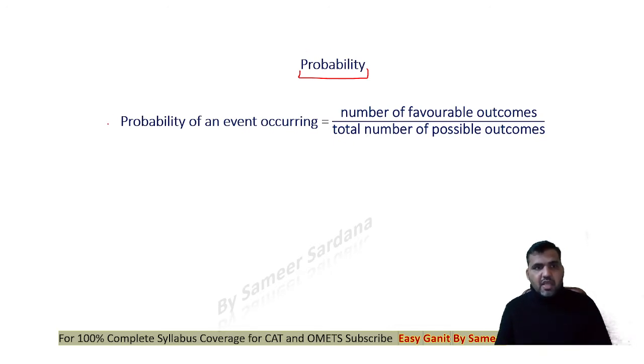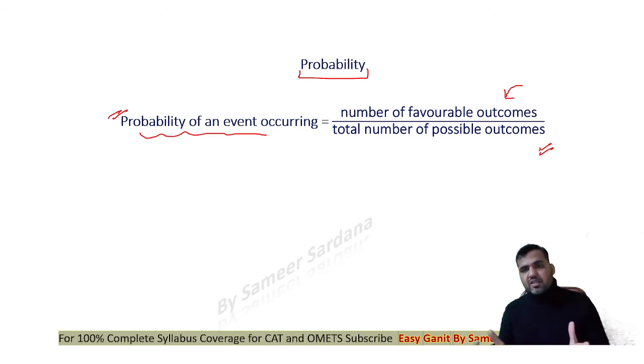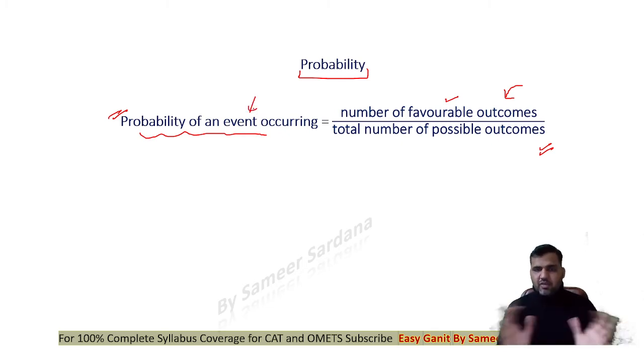Now guys, the complete chapter of probability is based on this one basic concept: the probability of any event occurring is basically the number of favorable outcomes divided by the total number of possible outcomes. Now what is an outcome? What is the total number of outcomes? What is a favorable outcome? What is an event? It's very basic. I'll give you an example and you will be able to understand it.